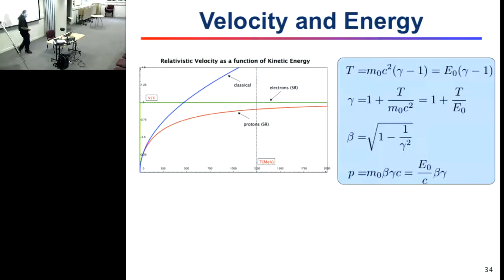Well, this is what protons in reality do, due to special relativity, and you see that it approaches the speed of light, but never quite gets there. Electrons are much lighter, so on this scale you're at the speed of light almost instantly.